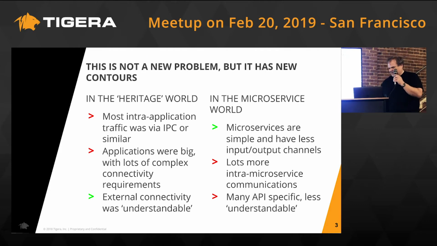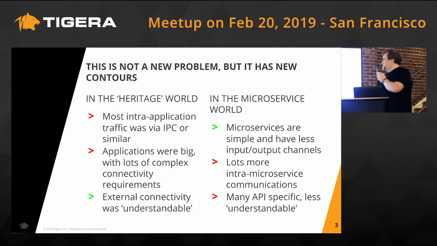So do you really know who's talking? And when was the last time anyone vetted that? However, the thing to keep in mind with the heritage environment is external connectivity was usually pretty understandable. It was a very specific requirement: this application needs to talk to this application. So for the connections that do exist, and you go to the trouble to figure out what they are, you sort of knew what they were doing. Let's step over to the microservice world.